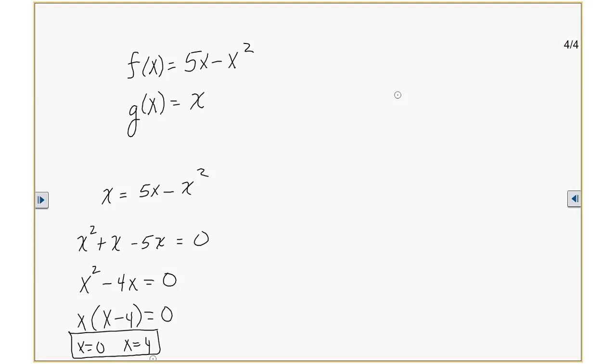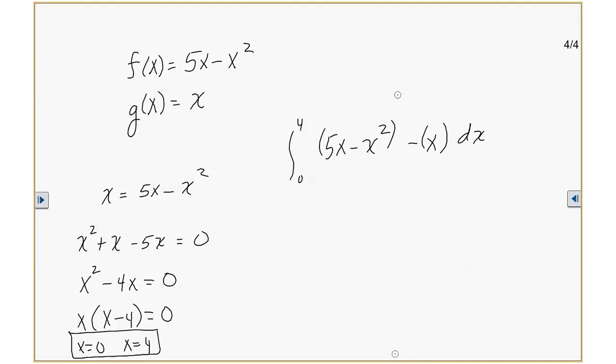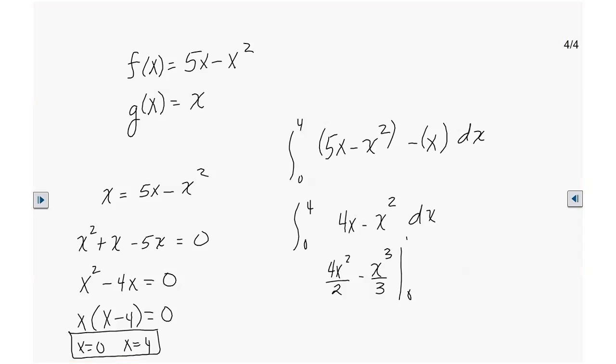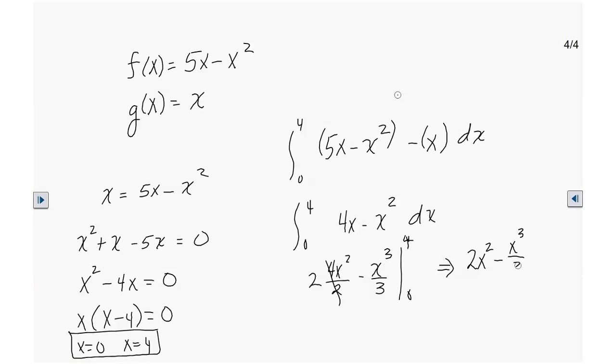So from 0 to 4, the integral of 5x minus x squared minus x dx. Now, you can make this a lot simpler by subtracting the 5x and the x. So that'll give you 0 to 4. 5x minus x is what? And that's going to give you 4x squared over 2 minus x to the third over 3, evaluated at 0 and 4. Now you can cancel this 4 and 2 and make it 2, and that'll make 2x squared minus x cubed over 3, evaluated at 0 and 4.